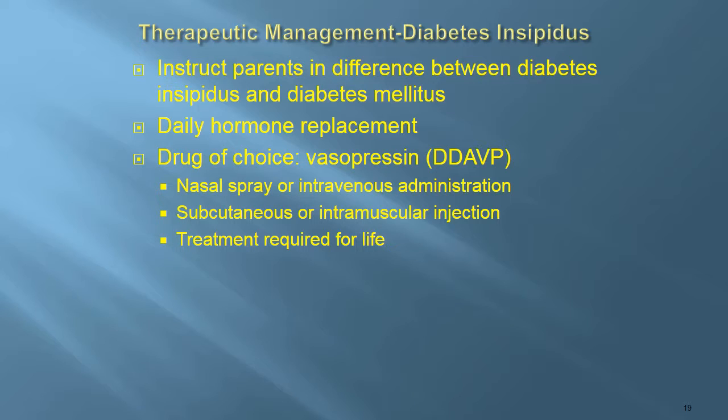Therapeutic management of diabetes insipidus. The nurse should instruct parents in the difference between diabetes insipidus and diabetes mellitus. It requires daily hormone replacement. The drug of choice is vasopressin, or DDAVP. It can be administered through a nasal spray or IV. It can also be given through a subcutaneous or intramuscular injection. Treatment is required for life.